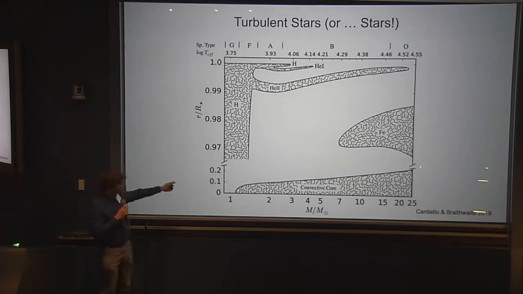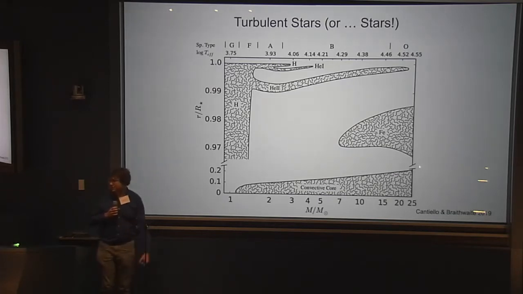So I really love this figure. It's by Cantiello and Braithwaite, and what they're doing is they're showing you where stars are convective. So going up is position in the star, and going across is stellar mass. And what you should note here, other than that there's lots of structure and it tracks the opacity and the ionization, is that pretty much every star on the main sequence has a convection zone.